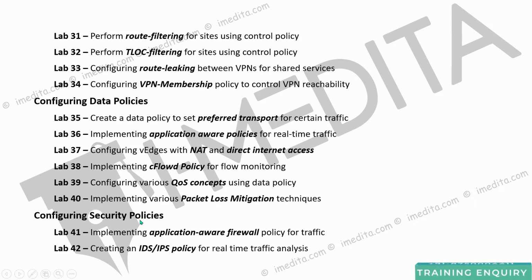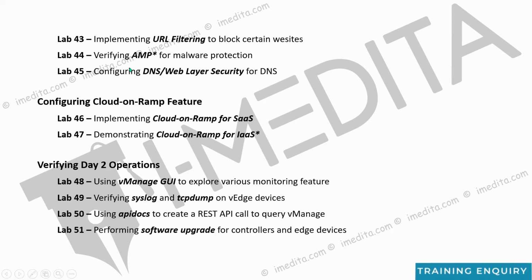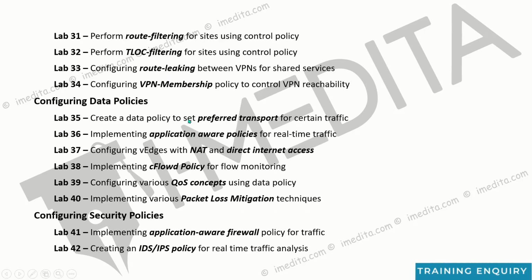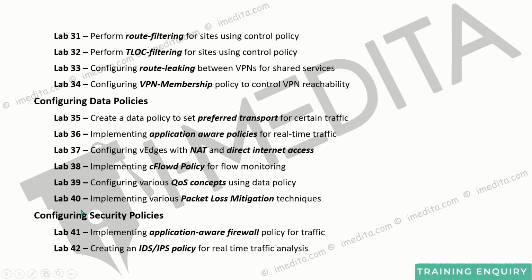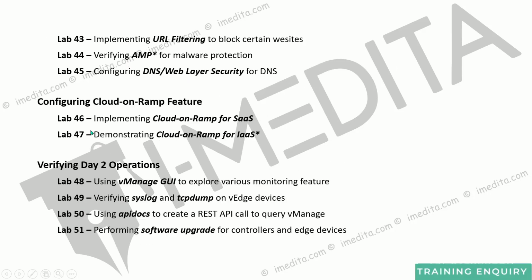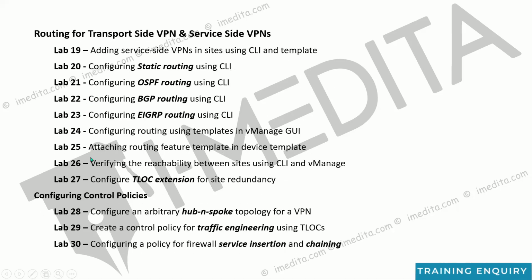Application aware security policies, application aware firewall policies, IPS, IDS, URL filtering, AMP, limited to AMP only. We will not be able to do the Threat Grid. So only AMP, DNS web layer security, Cloud onRamp for SaaS, Cloud onRamp for infrastructure as a service. So this all is going to come under the policies. Like from here, lab number 28 to lab number approximately 45, we will be doing the complete policy lab, and up to 28 we'll be doing all the initial configurations and everything.